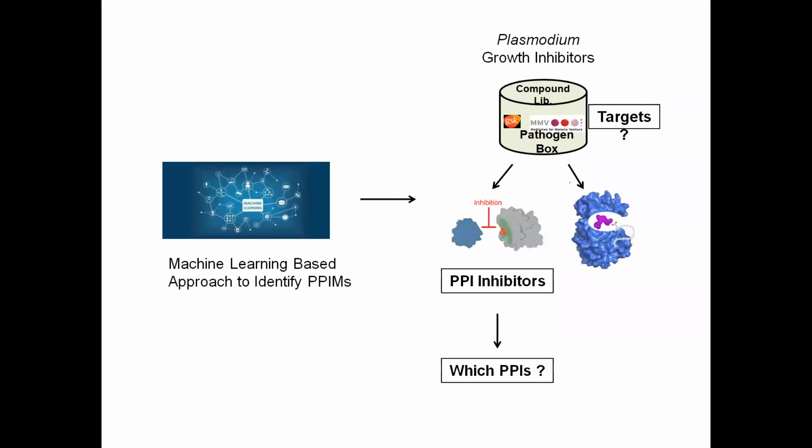Let us use machine learning for this, which can distinguish from these compound libraries which are likely to be PPI inhibitors or not. And once you know which are the PPI inhibitors, we can probably go to the next stage and say which PPI it might be inhibiting. So I reframed the project challenge into two different small sub-bits.